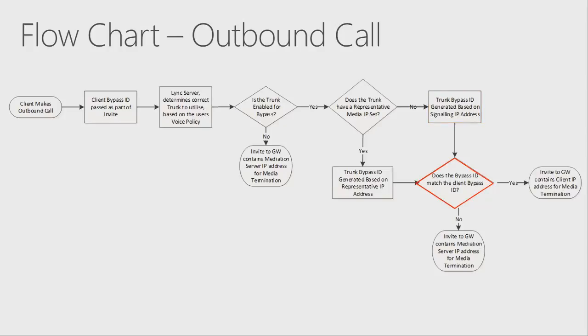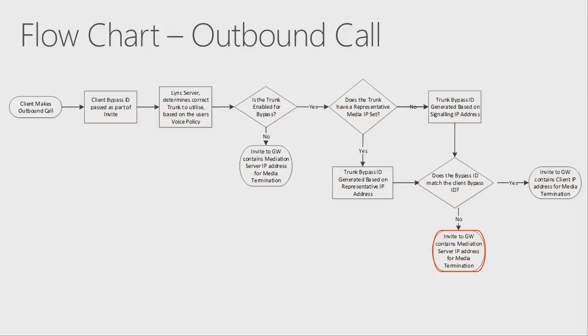And then we do the simple part. Do the two IDs match? Does the bypass ID match that of the client? If it does, we will bypass. If it doesn't, no bypass will happen. So if they do, we send the invite to the gateway that contains a client IP address of the media termination. We say you can just do it directly. If it doesn't, then you end up in a position where we just send the mediation server address.